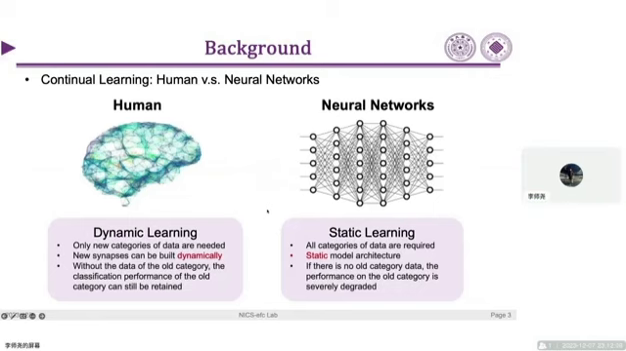Let's see the difference between humans and neural networks in continuous learning. Humans learn new knowledge in a dynamic style. Only the new category of data is needed, and the new synthesis can be built dynamically. Without the data of the old category, the classification performance of the old category can still be retained. However, NNs learn new knowledge in a static style, which makes it difficult to learn new knowledge while keeping the old knowledge.